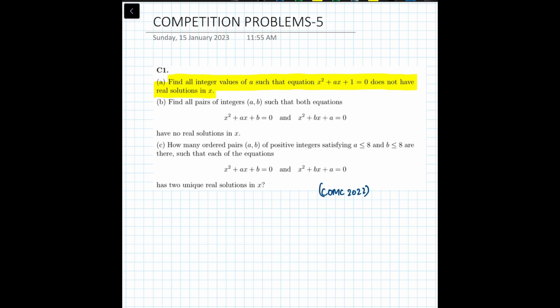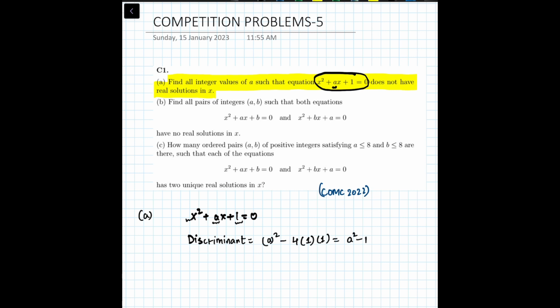So let us do the first part. It is asking us for what integer value of a this equation does not have a real solution. We already know that whenever we are trying to do something with the solutions of a quadratic equation, we have to look at something called the discriminant. This is defined as the coefficient of x, which is a here, squared, minus 4 times the coefficient of x square, which is 1 here, times the constant term, which is 1. So this is a square minus 4, right?